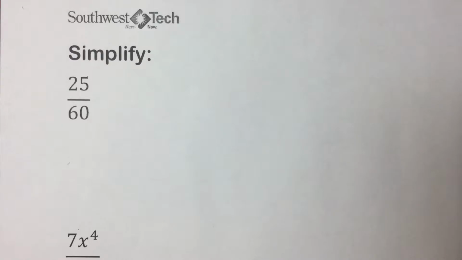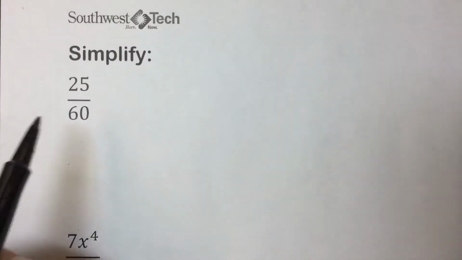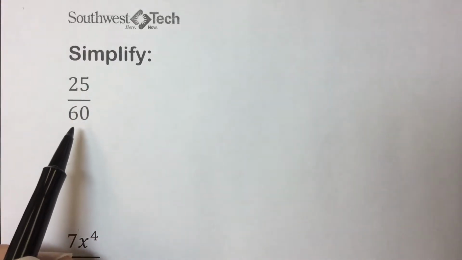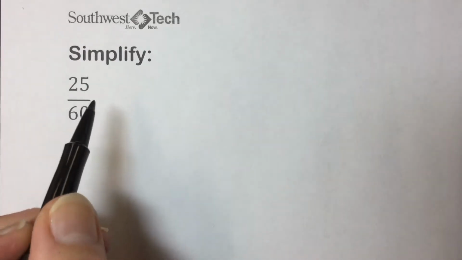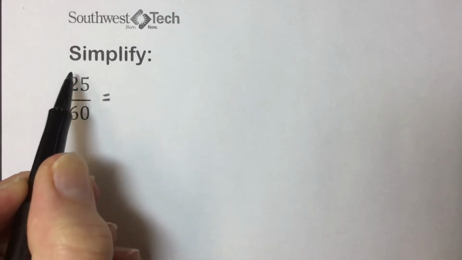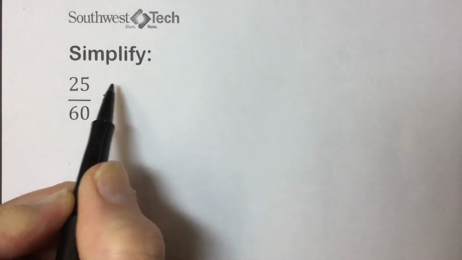A rational expression is said to be simplified when the numerator and the denominator have no factors other than 1 in common. To simplify a rational expression that contains variables, we use the same process we would use to simplify something like 25/60ths. We're going to break the quantities down into factors.